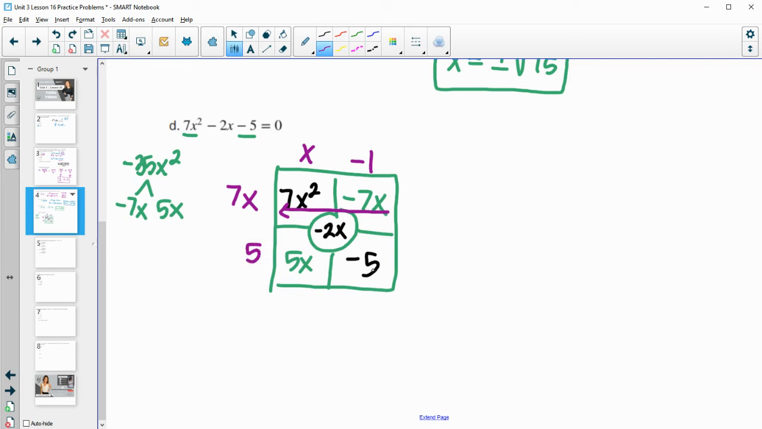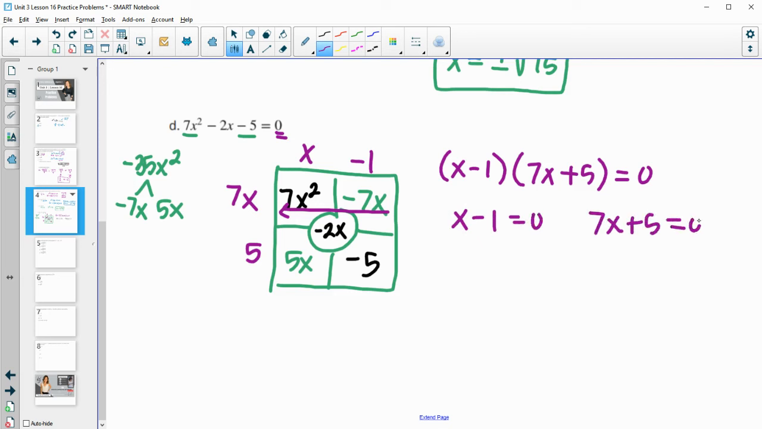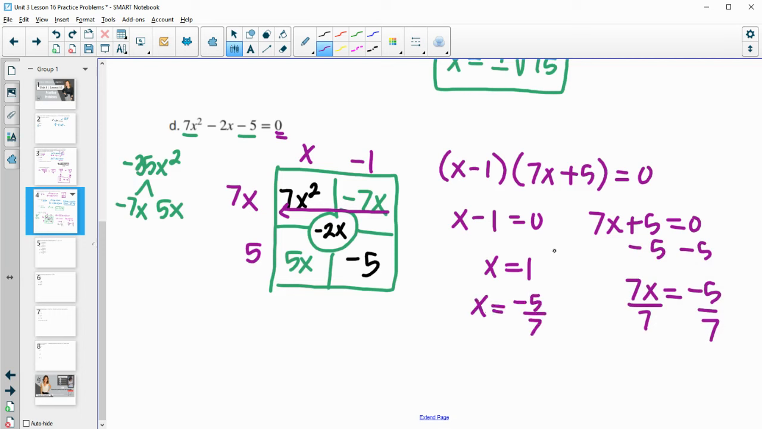And then I always check this final box to make sure. So 5 times negative 1 is negative 5. So then this polynomial factors to x minus 1 times 7x plus 5. And we have that equal to 0. So now we can take each of these factors and set them equal to 0 and solve. So then add 1 to both sides and get x equals 1. Here we'll subtract 5 from both sides to get 7x equals negative 5. And then we'll divide by 7 to get our other solution of x equals negative 5/7.